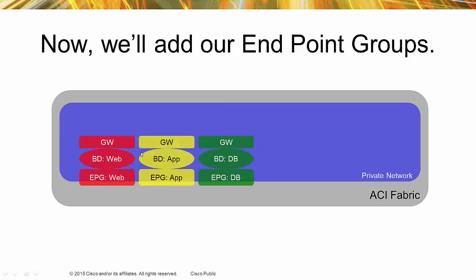So now we'll create our endpoint group. We created an endpoint group by the name web, and this endpoint group, EPG, we connected to our bridge domain web. That means the endpoints which are in the EPG or endpoint group web can access the bridge domain, or the layer 2 construct, web. That means any endpoint that we assign in EPG web can use BD web as their default gateway. Same thing for app as well as for DB.